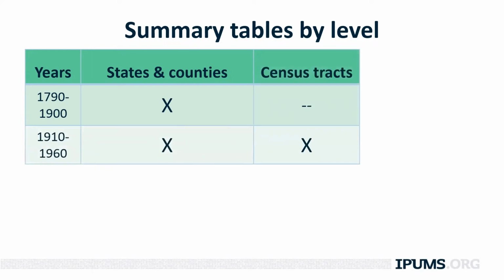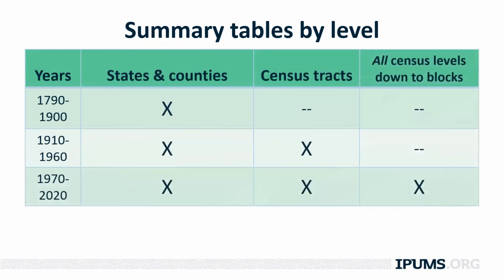Starting in 1910, we have data for census tracts. And then starting in 1970, we have summary tables for all census levels down to blocks. 1970 was the first year that the Census Bureau produced digital sources of their data. And so we have a very complete set of summary tables for many different levels.